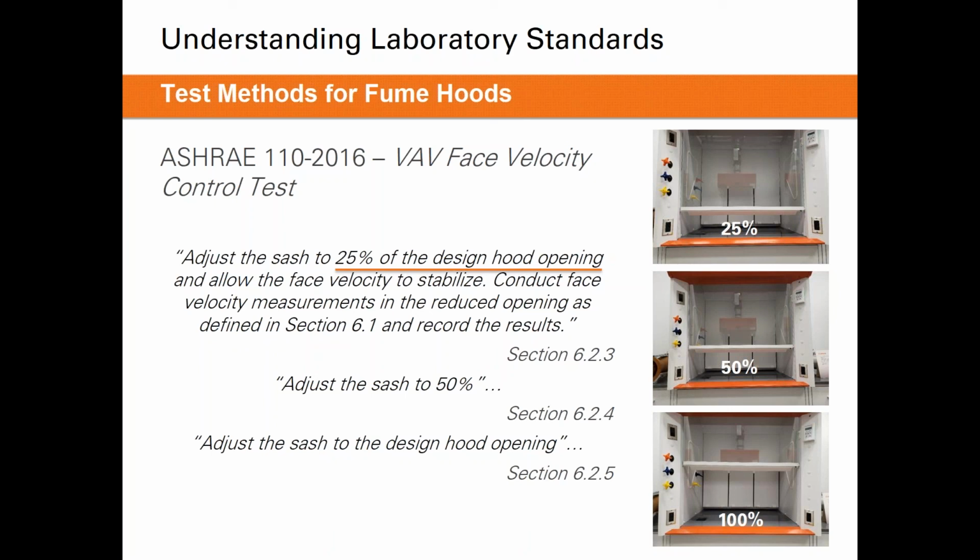We'll then increase the sash to 50%, so 9 inches of opening height, and we'll again let the system stabilize, and take our readings again. The last measurement that we'll take is at the design hood opening, so at 18 inches. Again, we'll allow the system to stabilize and take our readings using the previously mentioned method. Now, the purpose of this test is to understand that the VAV control system is able to control to 100 feet per minute at each of these different heights.